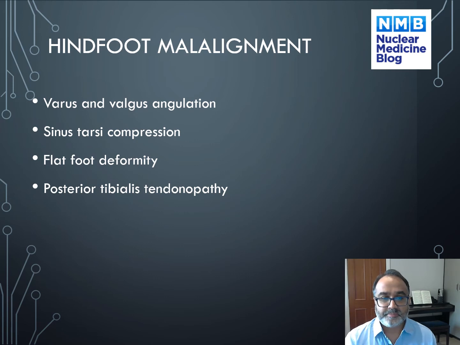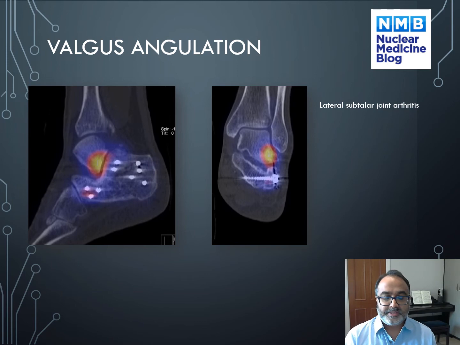So I'm going to talk a little bit more about hindfoot malalignment and how SPECT-CT can be useful in assessing for hindfoot malalignment. In this case, we can see there's focal increased uptake in the lateral aspect of the subtalar joints, and this is resulting in arthritic changes. We can also see some subchondral cystic changes. And this is because there is a valgus angulation. There's good evidence to show that when we're seeing uptake in the hindfoot on the lateral aspect, this correlates with valgus angulation of the hindfoot.